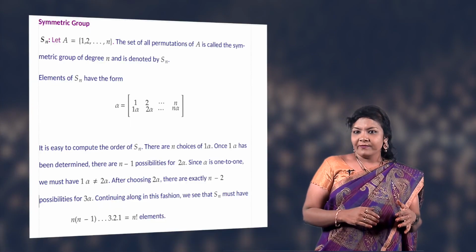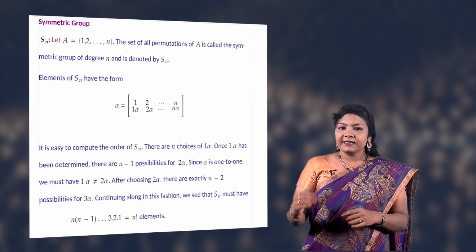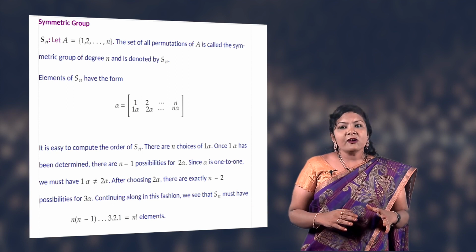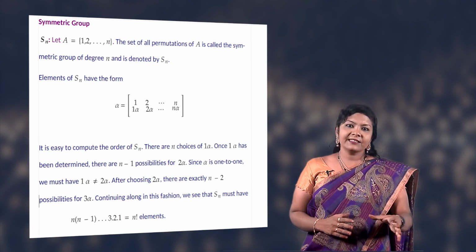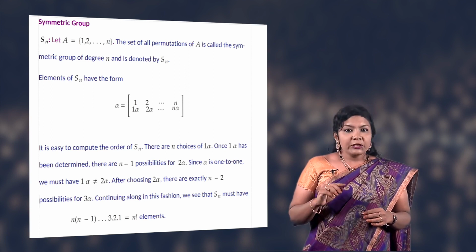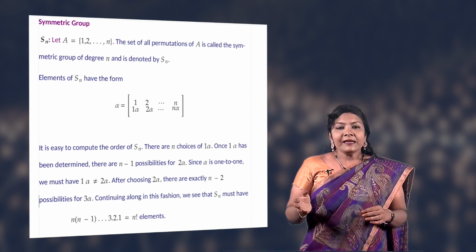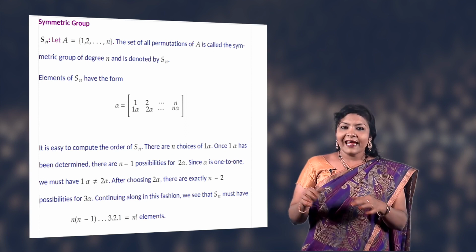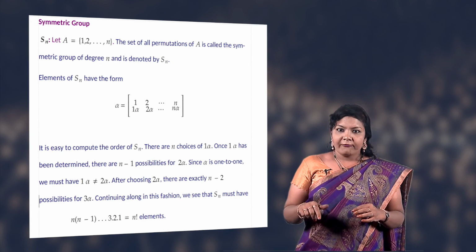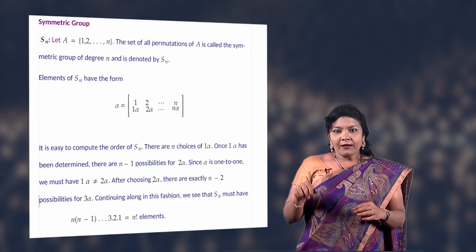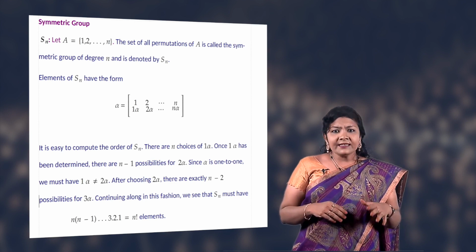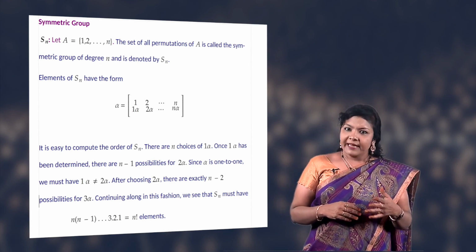Symmetric group Sn. Let A be the set 1, 2 and so on up to n. The set of all permutations of A is called the symmetric group of degree n and is denoted by Sn. Elements of Sn have the form like this. See here, alpha is equal to 1 goes to 1 alpha, 2 goes to 2 alpha and so on, n goes to n alpha.